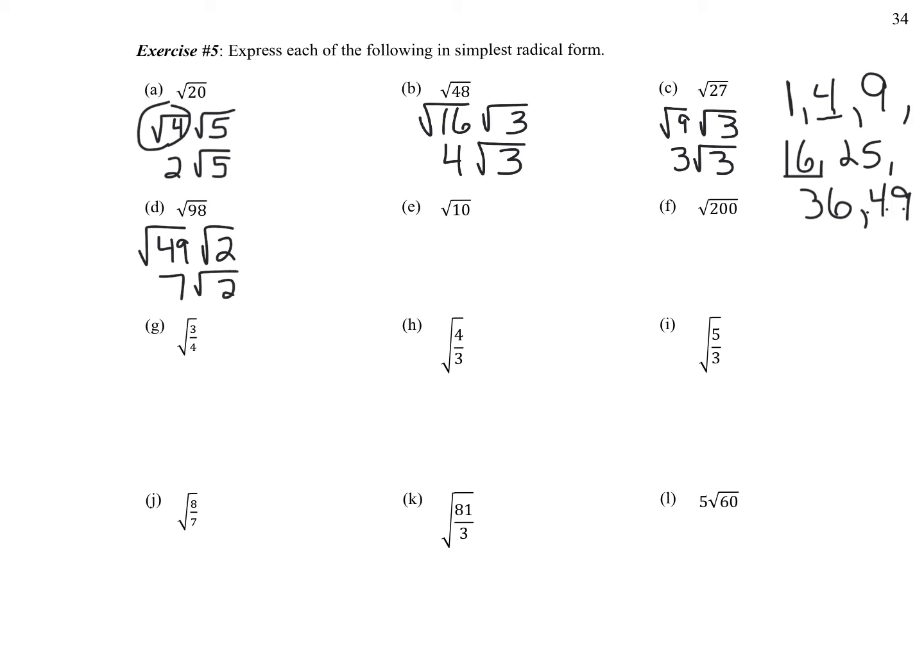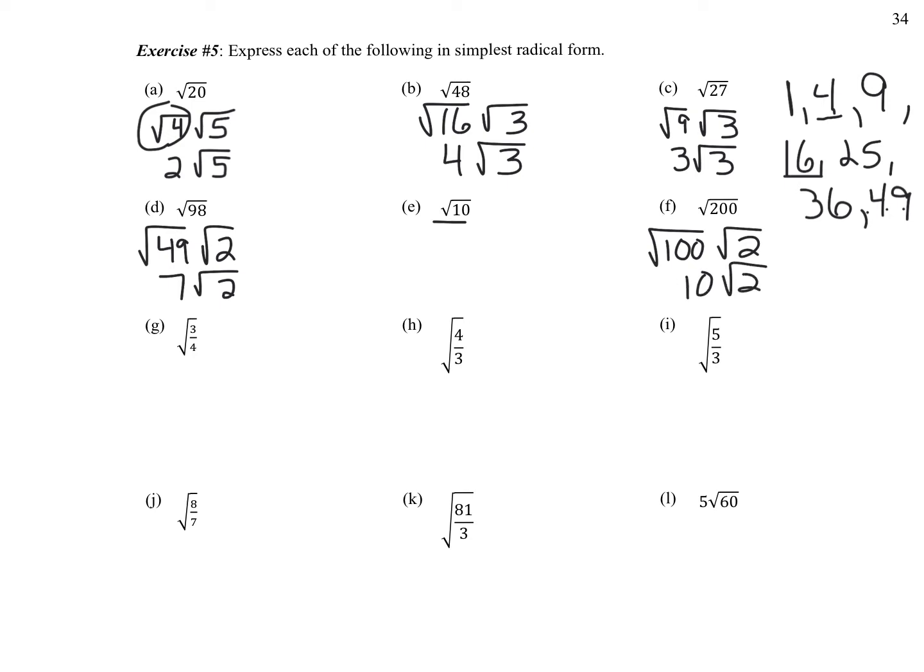Now, when we get to letter E, 10 could be broken up into 5 and 2, right? But neither of those are perfect squares. So there actually are no other numbers. There's no way, 4 doesn't go into 10 evenly, right? So this one just stays. That's already simplified and there's nothing I can do with the square root of 10. The square root of 200 is 100, which is the perfect square, times 2. So the square root of 100 is 10 and then square root of 2.